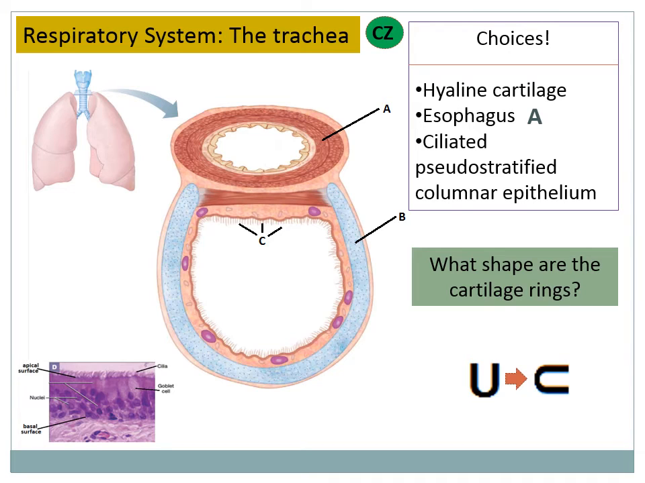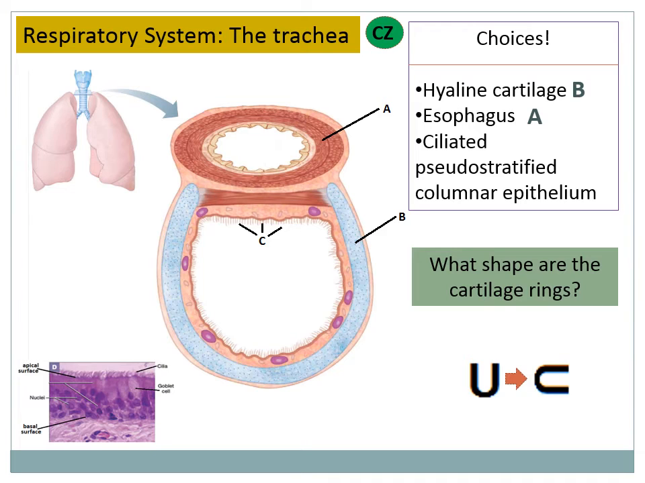What is B? Yeah, B is going to be our hyaline cartilage. So B is hyaline cartilage. Your trachea is made up of cartilage. Okay, so your trachea is made up of cartilage. This is again why you don't see a trachea on a skeleton, right? You don't see it on a skeleton because it's made up of cartilage.